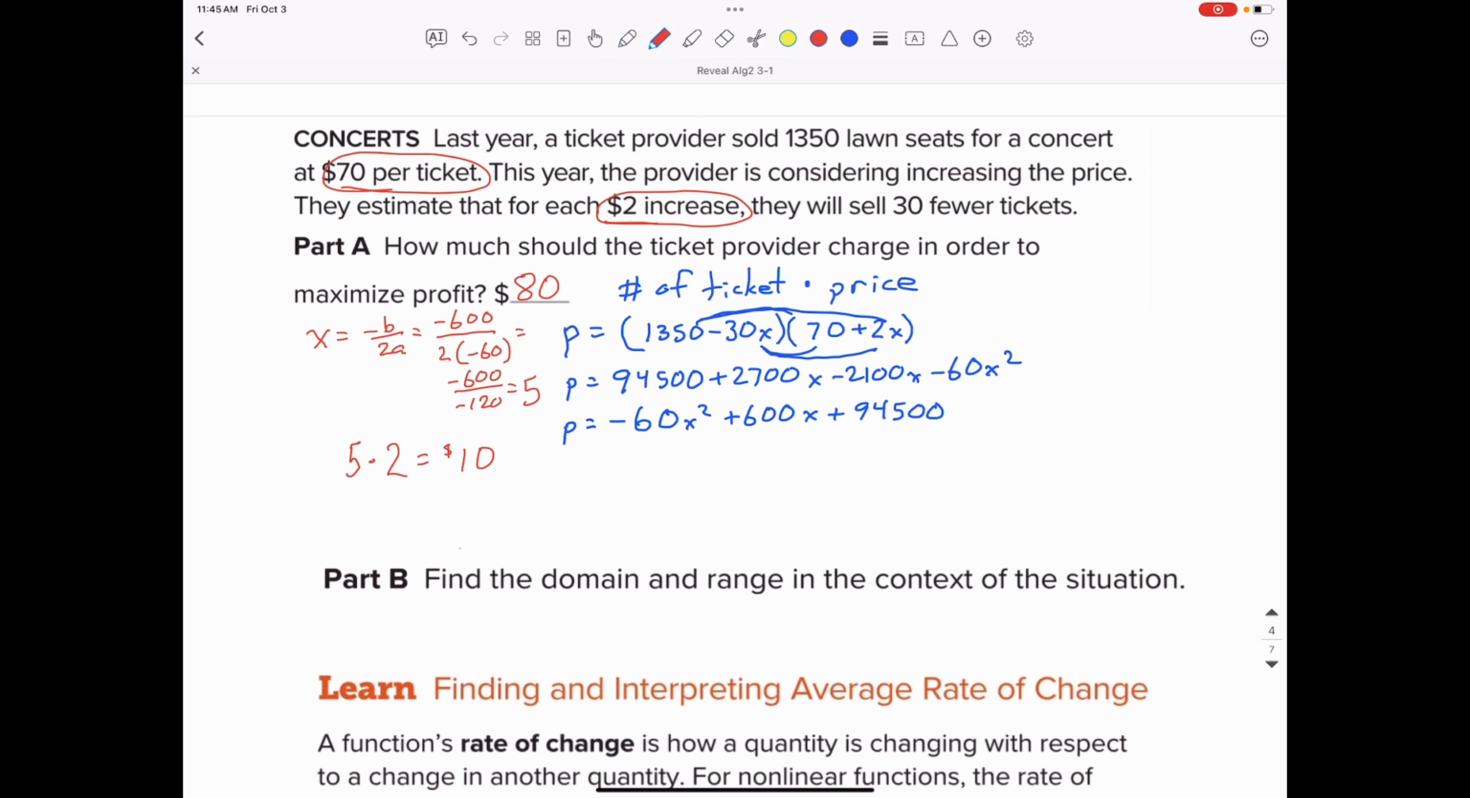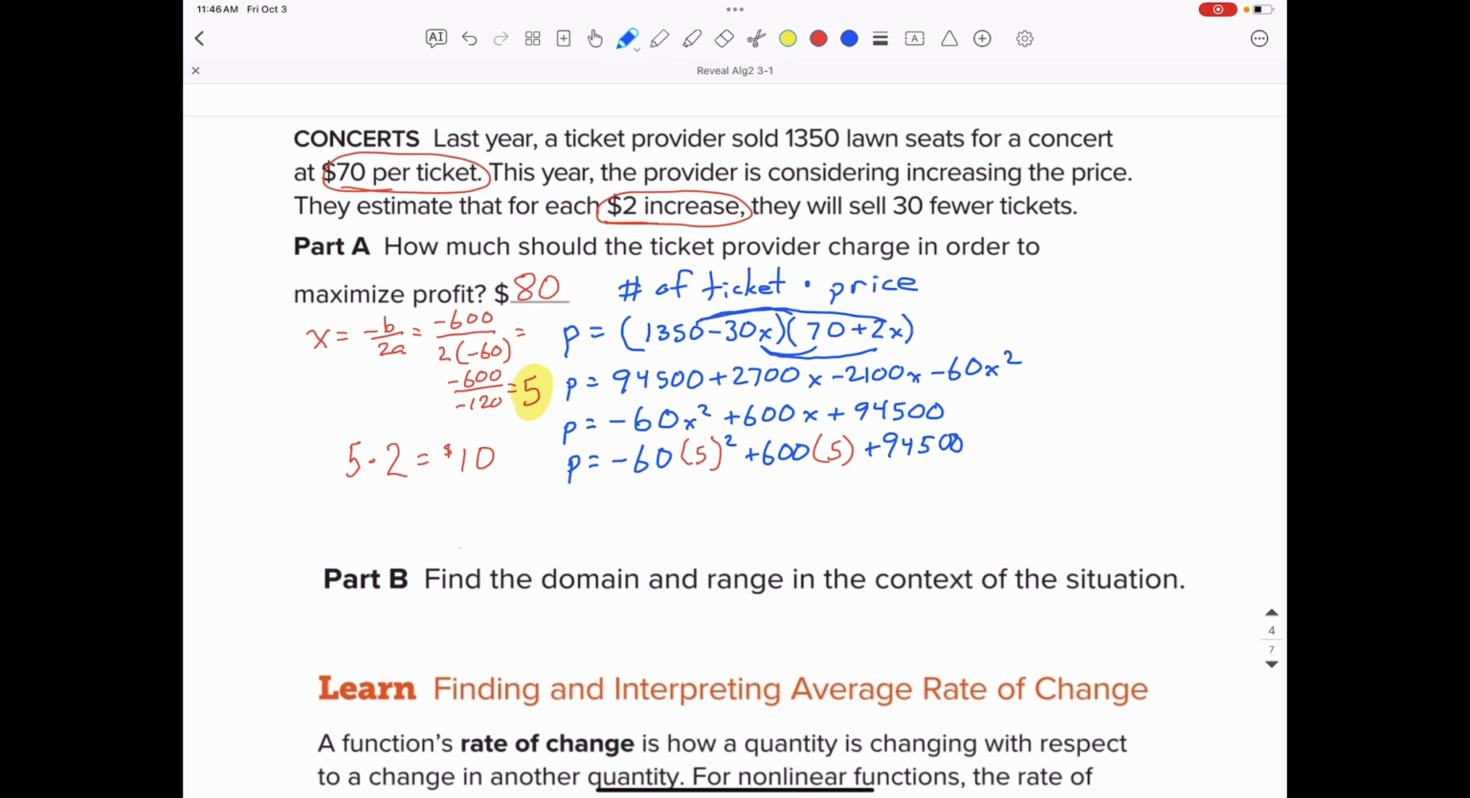We also should find what his profit is. So in order to find what his profit is, we're going to replace the x with the 5 that we got for x equal to 5 right here. And that will give us the new profit. So his profit is going to be negative 60 times 5 squared plus 600 times 5 plus 94,500.